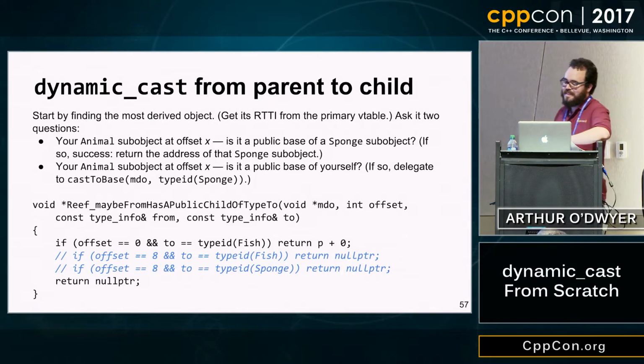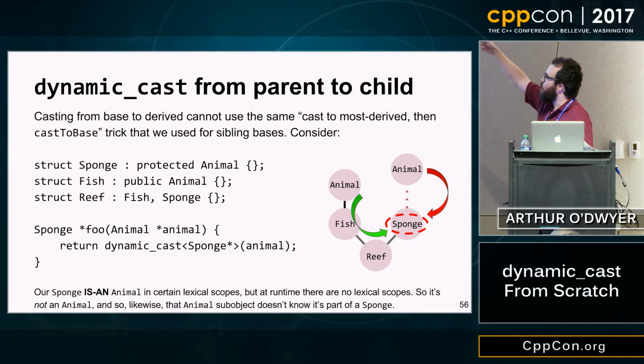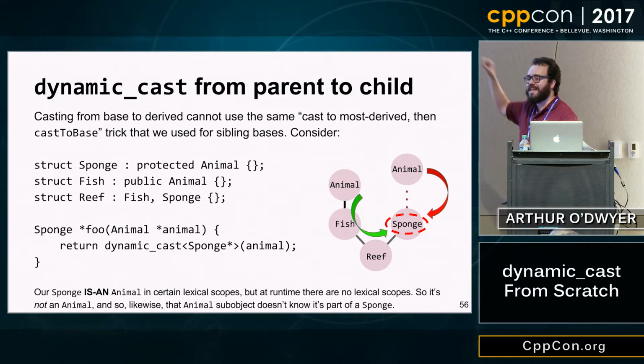All right. So how are we actually going to do this? This now gets tricky, because we can't use our trick anymore. I want to point that out. We can't just say, I will go to the most derived object, which is reef, and then I will ask it for its public base sponge. That would always give us sponge in this case, and that's not what dynamic cast wants to do. So we can't implement dynamic cast that way. We have to have a new trick to make one of these work and the other one not work.